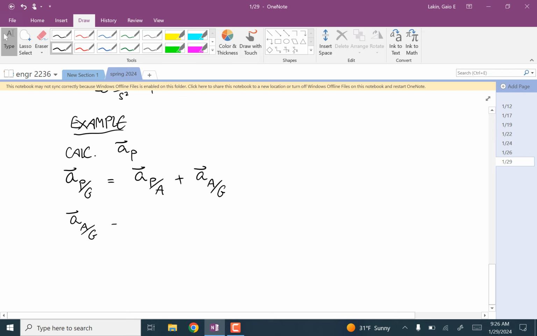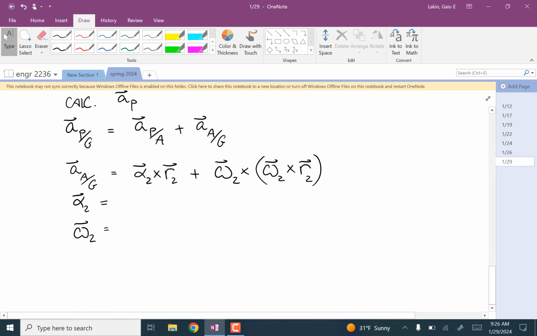Okay, so that's going to be the angular acceleration of the second body cross R for the second body, plus angular velocity of the second body cross angular velocity of the second cross R for the second. And I mean, just always start out by just figuring out what these are as vectors. Okay, so take a few minutes, see if you can do that. Like, work together, ask me if you get stuck.